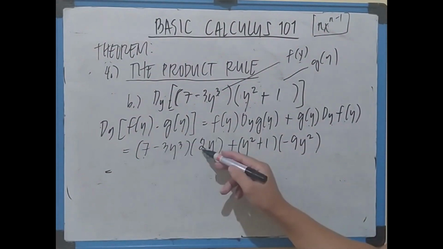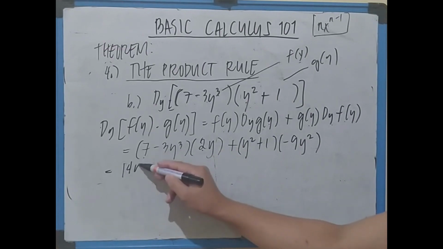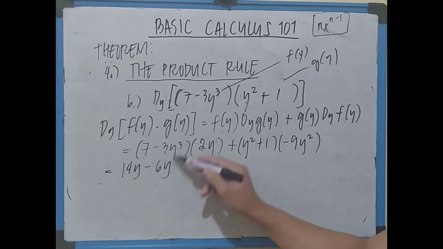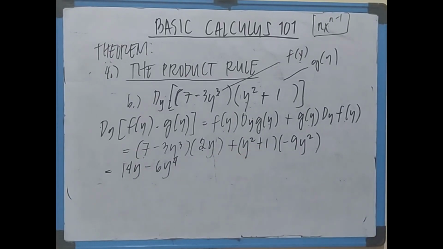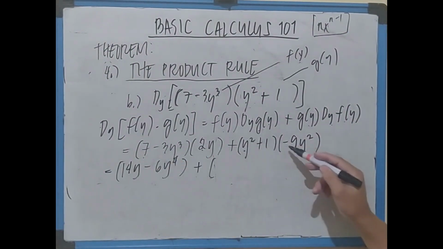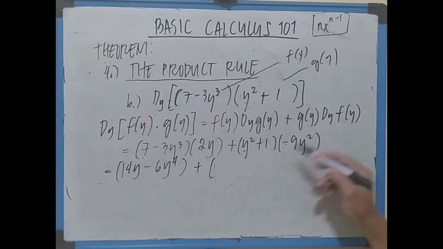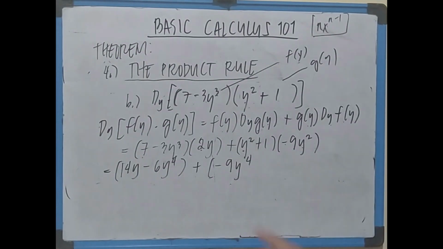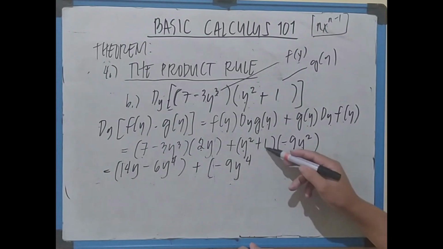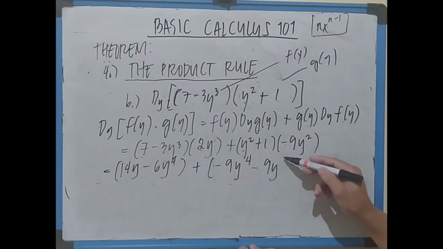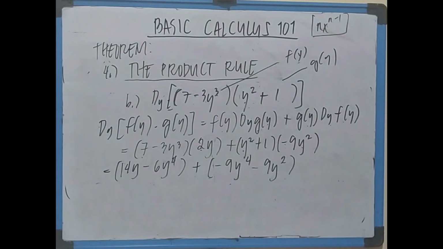Multiply natin. 7 times 2 is 14y. Negative 3 times positive 2 is negative 6y. Then, add natin yung exponent. That becomes 4. Then, plus y squared times negative 9y squared. So, we have now negative 9y raised to 4. So, 1 times negative 9 tayo, kaya naging negative 9 dito. So, 1 times negative 9 also is negative 9y raised to 2, or square.